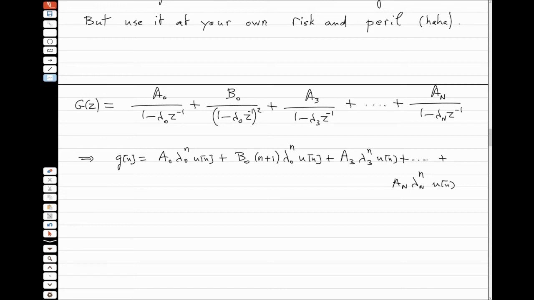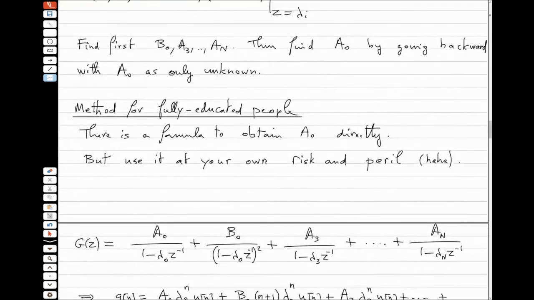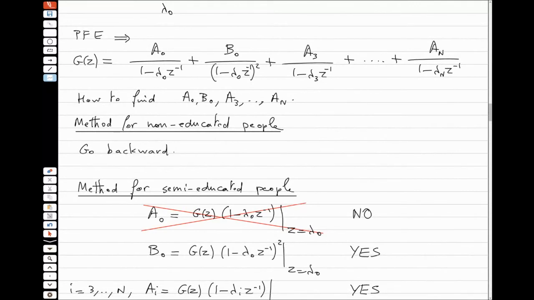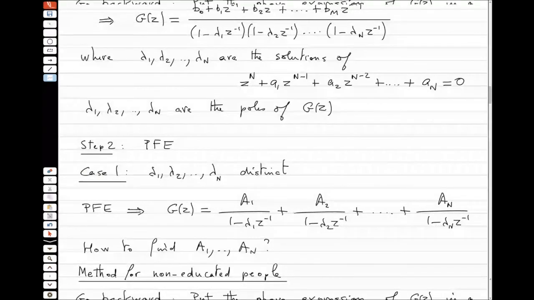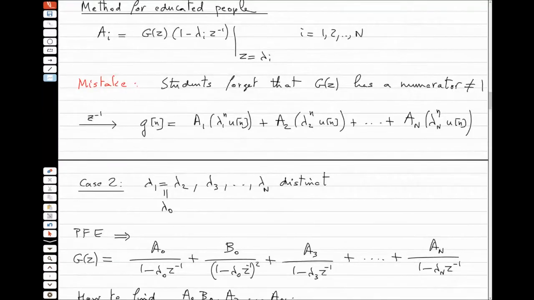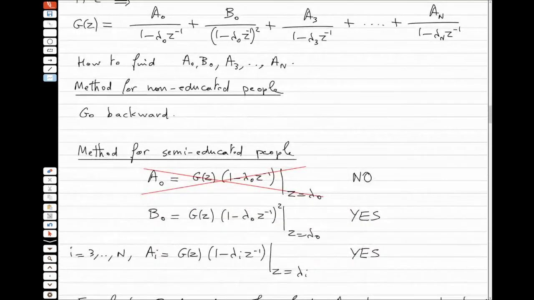All right, so now there are many more cases. For example, you could have two pairs of double poles. For example, you could have lambda 1 equals lambda 2, and then lambda 3 equals lambda 4, etc. If lambda 3 equals lambda 4, you're going to get another pair of terms like that here, and so forth. And all these formulas are going to work.